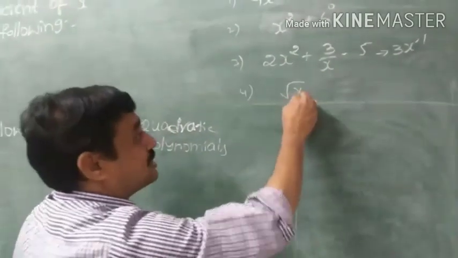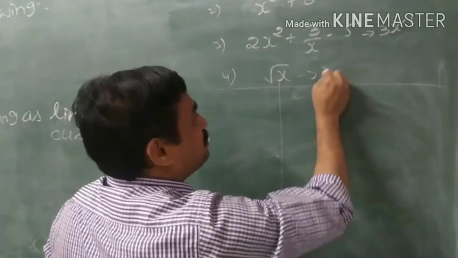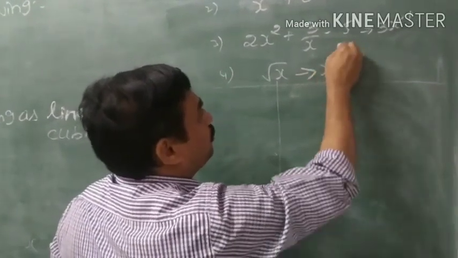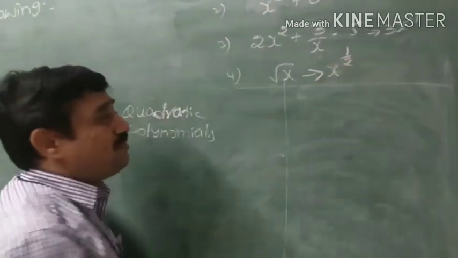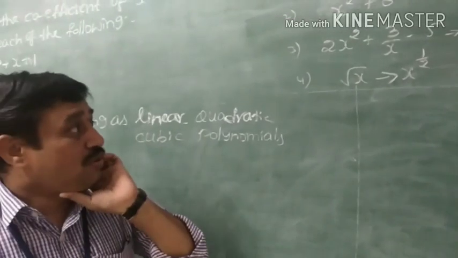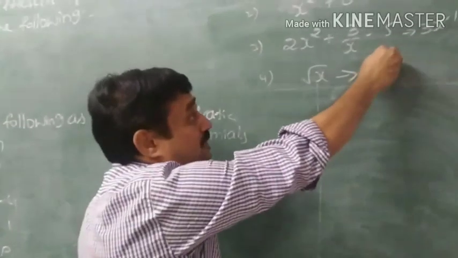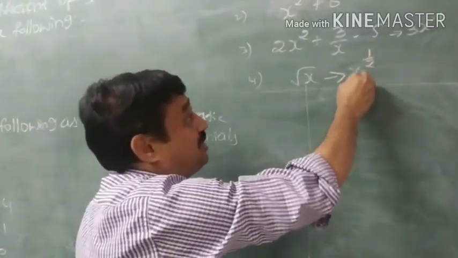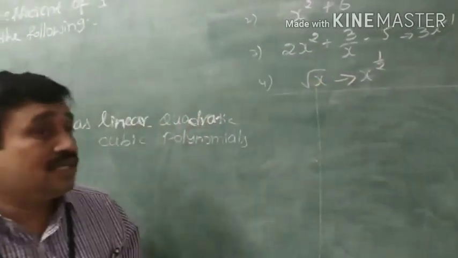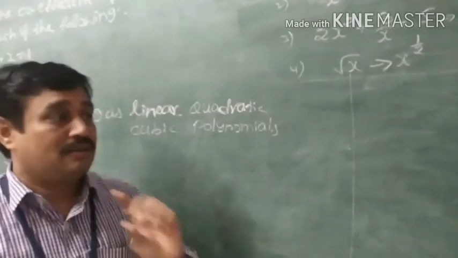Next, root x. Root x can be written as x power 1 by 2. Here the power is a fraction. Actually, what is the rule? The exponent cannot be a fraction. Here the exponent is nothing but the power. The power is a fraction, so it is not considered a polynomial.